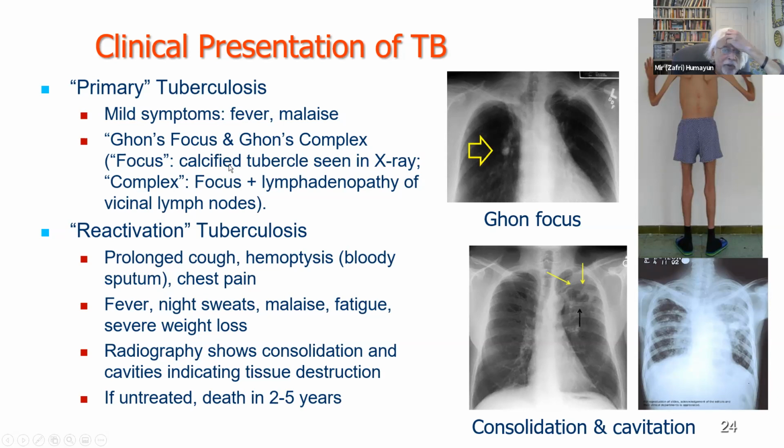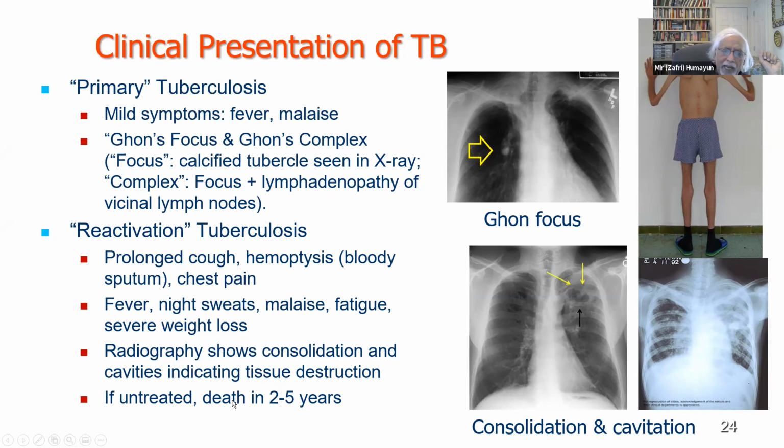This feature, the Ghon's focus and Ghon's complex, is quite commonly observed in areas of the globe where TB is highly prevalent, such as India is one country. There are many other countries in the world where this is a primary diagnostic. There is Ghon's focus and Ghon's complex.